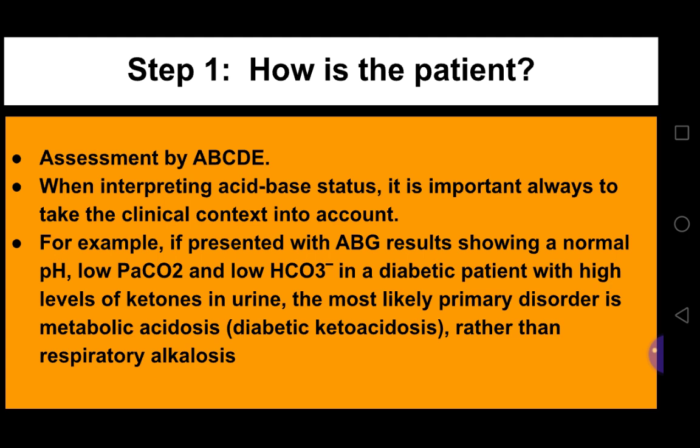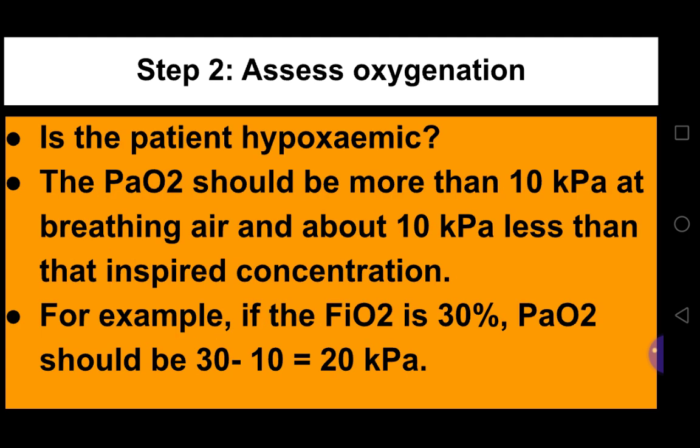It will provide useful clues to help with interpretation of the results. For example, if presented with ABG results showing a normal pH, low PaCO2 and low bicarbonate, and the patient is diabetic with high level of ketones in urine, the most likely primary disorder is metabolic acidosis because of diabetic ketoacidosis rather than respiratory alkalosis. So by this example, you can understand that before interpreting the actual arterial blood gas results, you need to know the condition of the patient and clinical information, or you need to consider the clinical context.